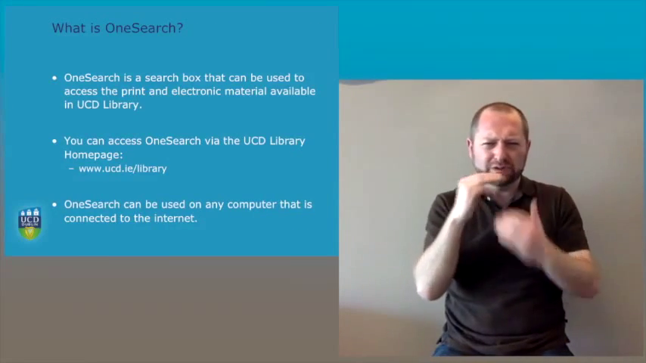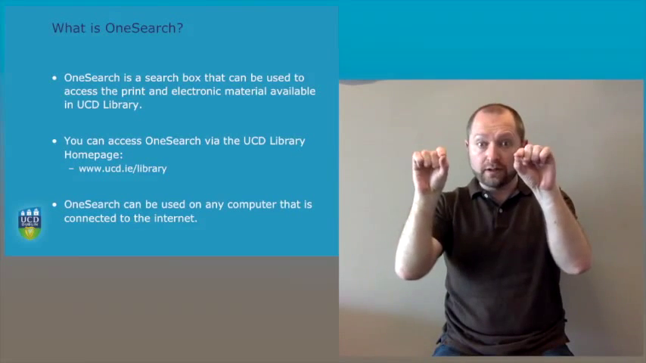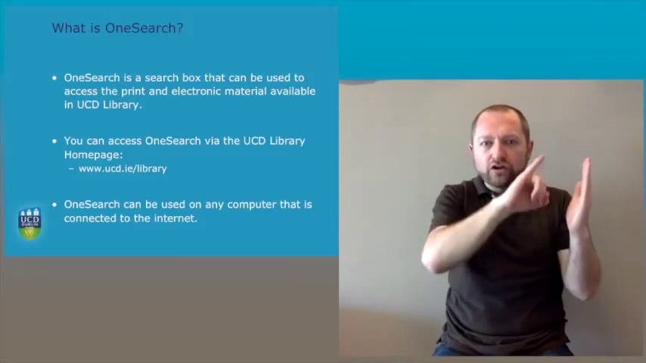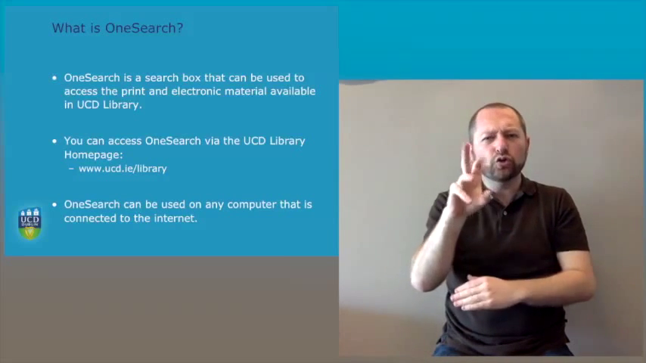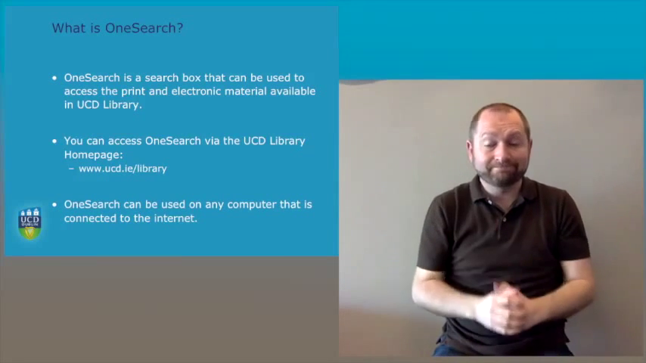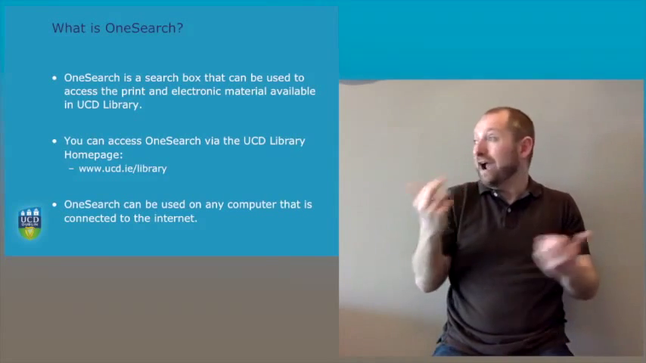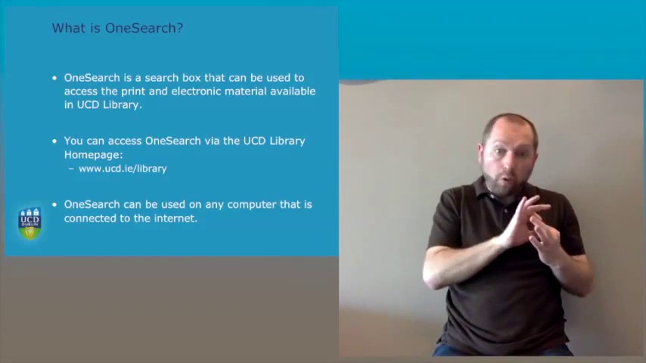So what is OneSearch? OneSearch is a search box that can be used to access the print and electronic material that's available in UCD Library. And you can access OneSearch via the UCD Library homepage, and the address is on the screen. OneSearch can be used on any computer that is connected to the internet. So you don't have to be in UCD to use OneSearch. You can use it at home or in your local library or anywhere where you have an internet connection.